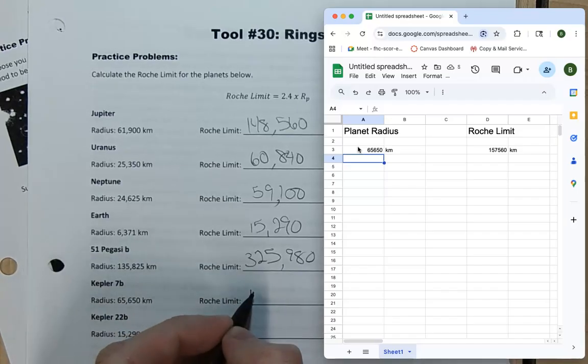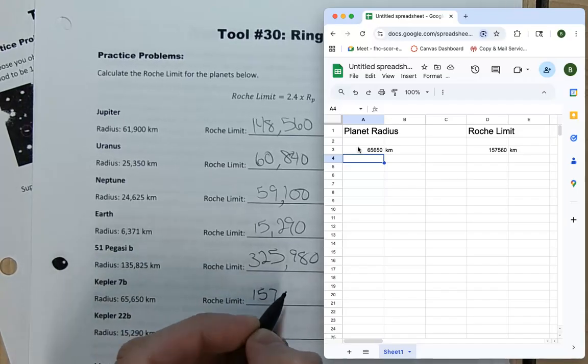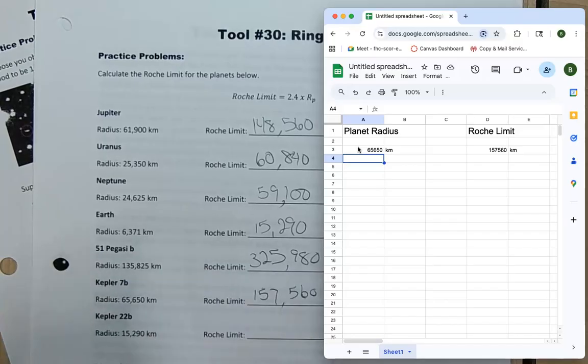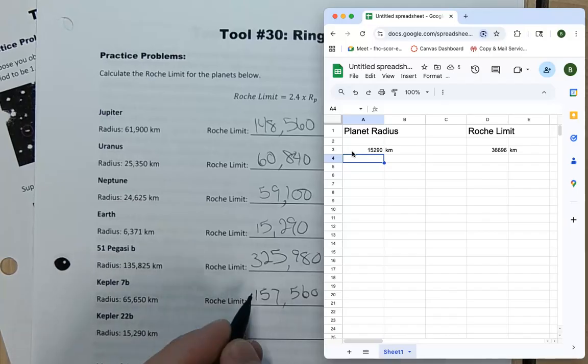Kepler 7b, that's a little bit bigger than Jupiter, so it should have a Roche limit that's a little bit bigger than Jupiter too, 157,560 kilometers. Kepler 22b, more of a super Earth, right? It's about 2.5 times the radius of Earth, but too small to be an ice giant like Uranus or Neptune. So 15,290. So that puts its Roche limit at 36,696 kilometers.